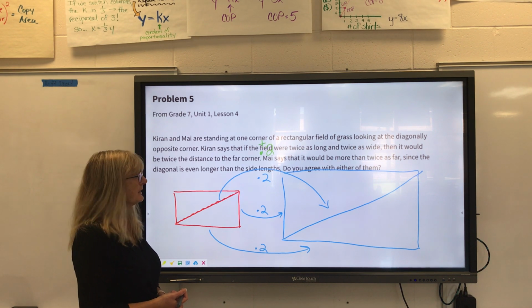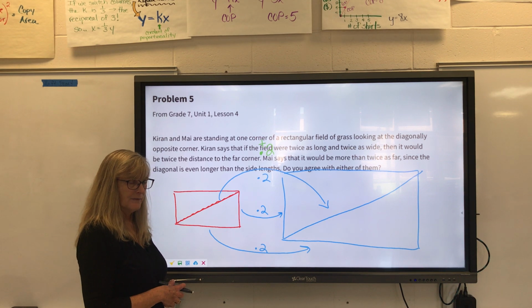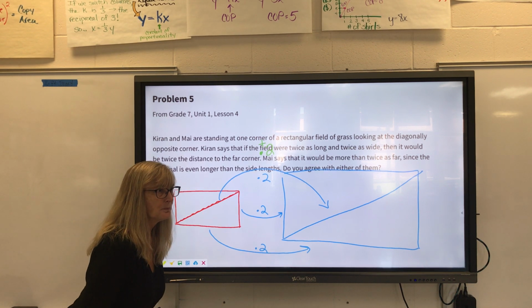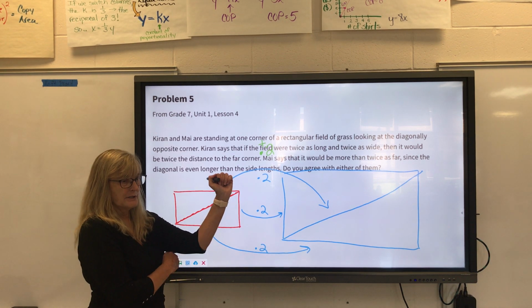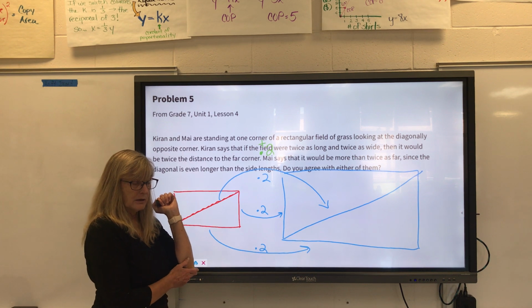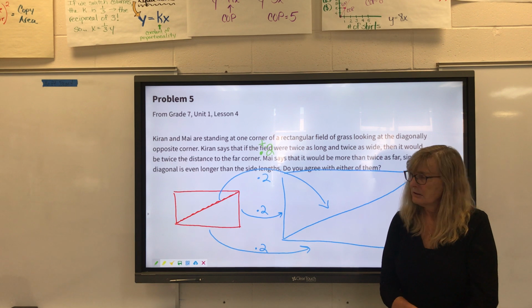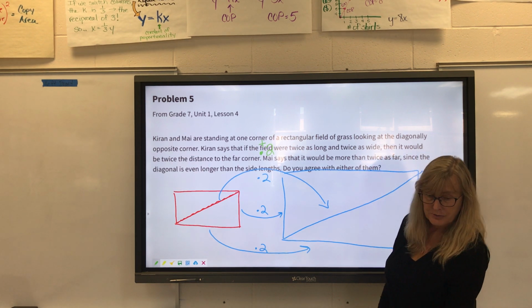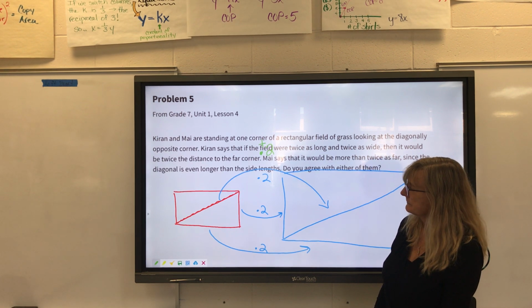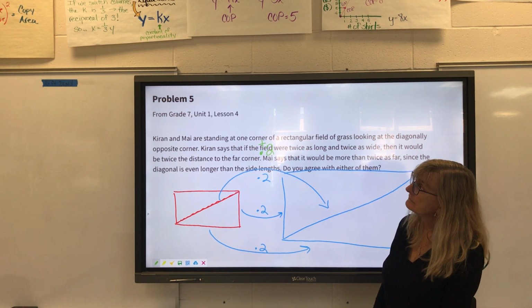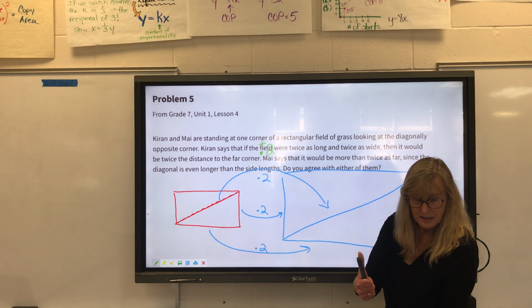I think Mai is right. You think Mai's right, it's going to be multiplied by more than 2? Okay. Can you justify your answer? Does anybody want to agree or disagree? I think I would agree with Karen. Okay, why would you agree with Karen? Because the blue rectangle you draw is basically a scaled copy of the first one. Yes.